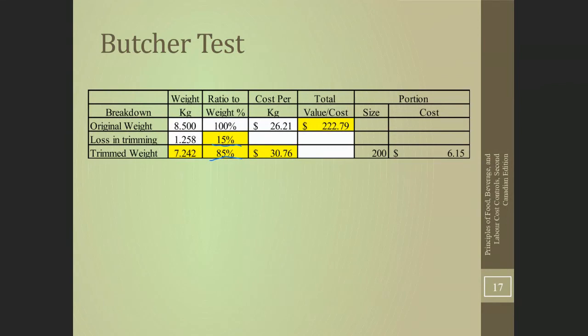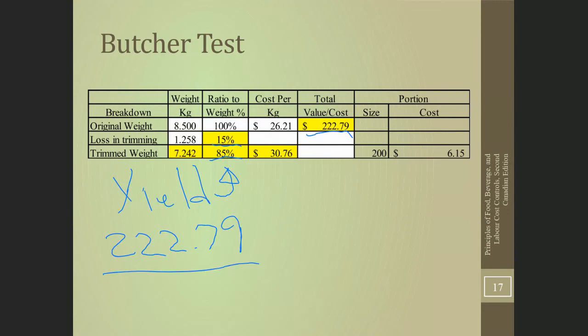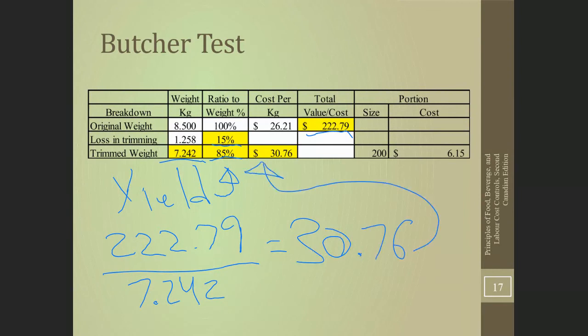This means that our lamb has a yield of 85%. If we know the original cost and we divide it by the trimmed weight, so the original cost was $222.79, and we divide it by the trimmed weight, in this case 7.242 kilograms, what do you get? Put that into your calculator. Yeah, you get $30.76, which is your final cost per kilogram, but also your EPC, or your edible cost per kilogram.